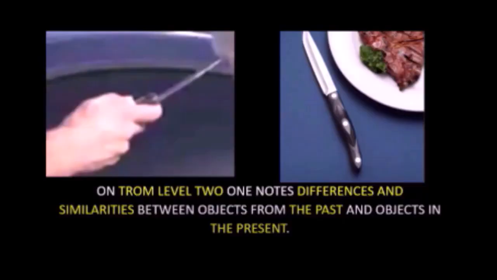The simplest form of time breaking is on level 2, where you view an object from the past next to an object in your present and compare the two. In comparing the object from your past to an object in the present, you diminish the mental mass.